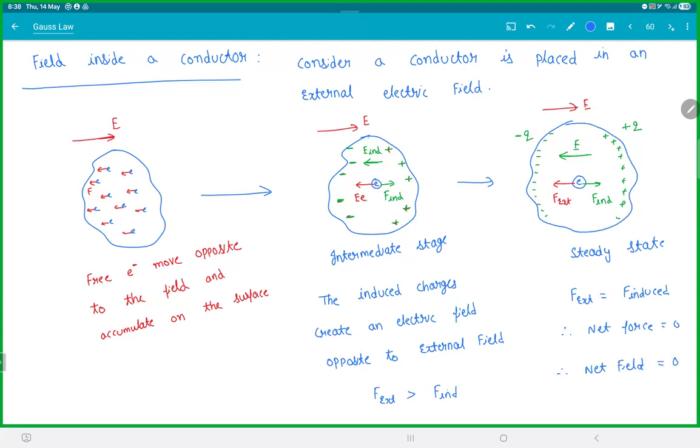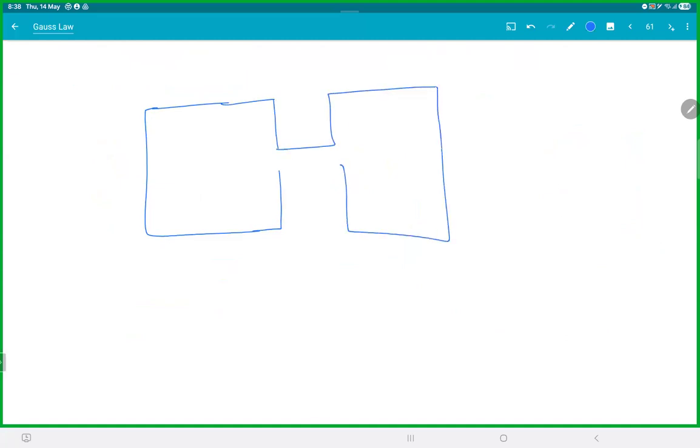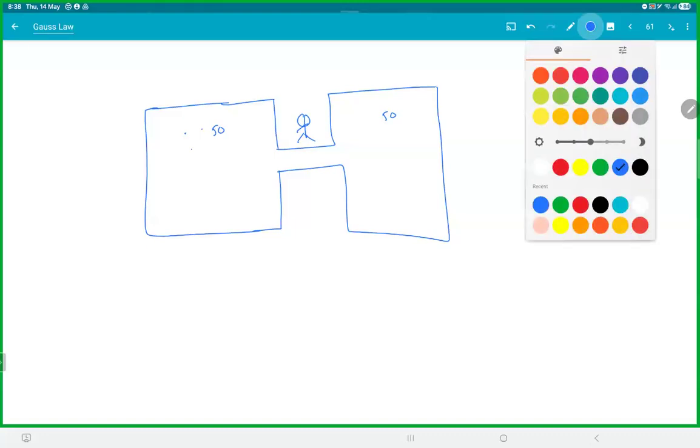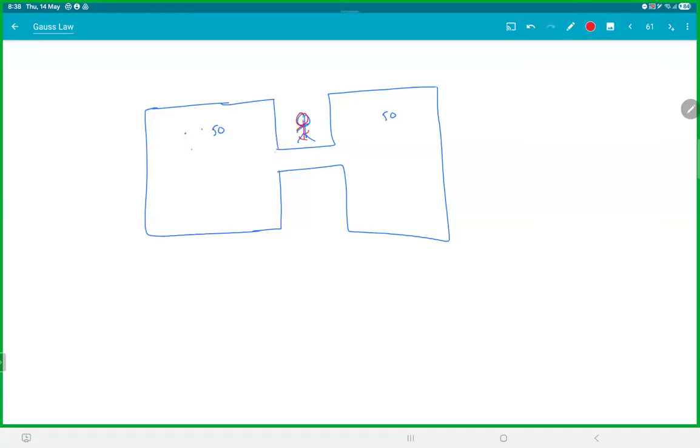Let me give you an analogy. I'll get back to the previous page, but listen to this analogy. Let's say I have two rooms connected by a small passageway. I'm standing here. I'm a very strong person, let's say. And there are 50 people here and 50 people here. They are all sitting comfortably, happy. Now what I start doing is, whoever comes close to me, I'll catch them and throw them into the other room. That's my job. I don't know why I'll do that.